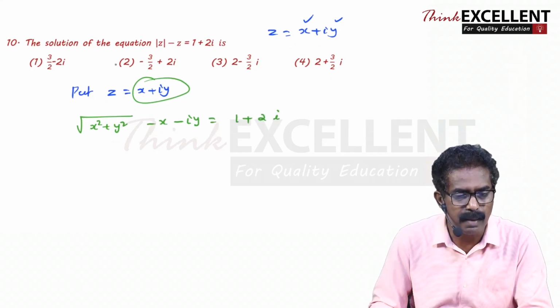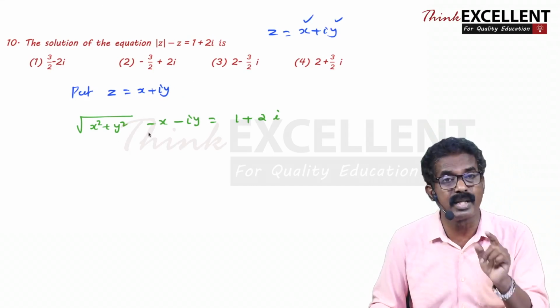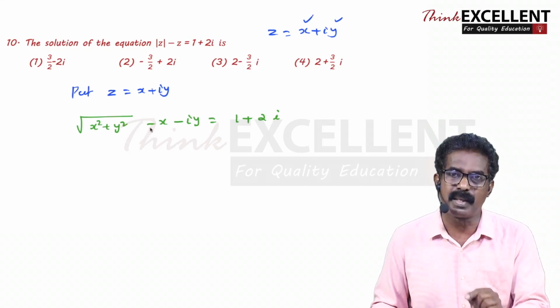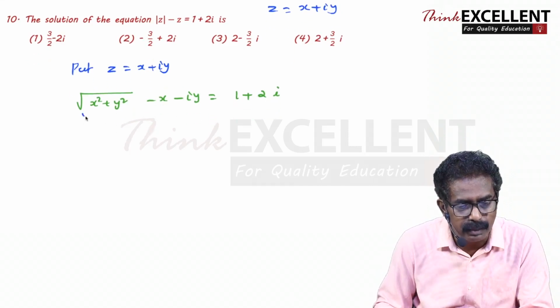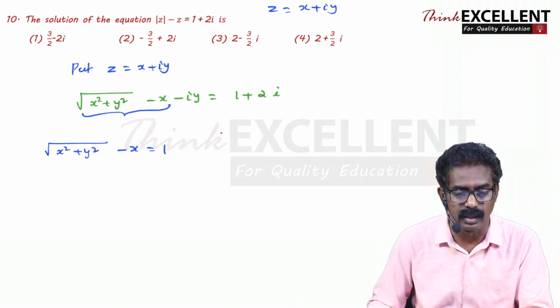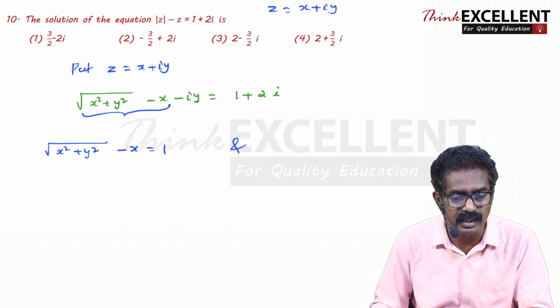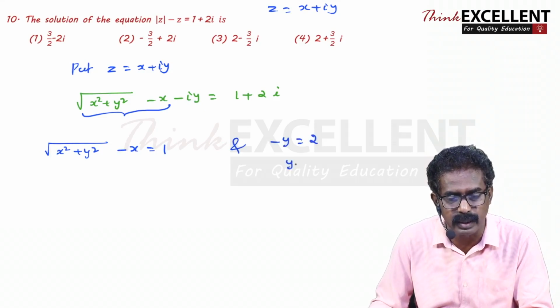Now listen, two complex numbers are equal. Here two complex numbers, they are equal. When can you say two complex numbers are equal? The real parts are equal and the imaginary parts are equal. So real part, the term independent of i: root of X square plus Y square minus X is equal to 1. Real parts equal. And imaginary parts are equal, that's very easy, right? i coefficient: minus y equal to, here i coefficient is 2. You change the sign, y equal to minus 2.